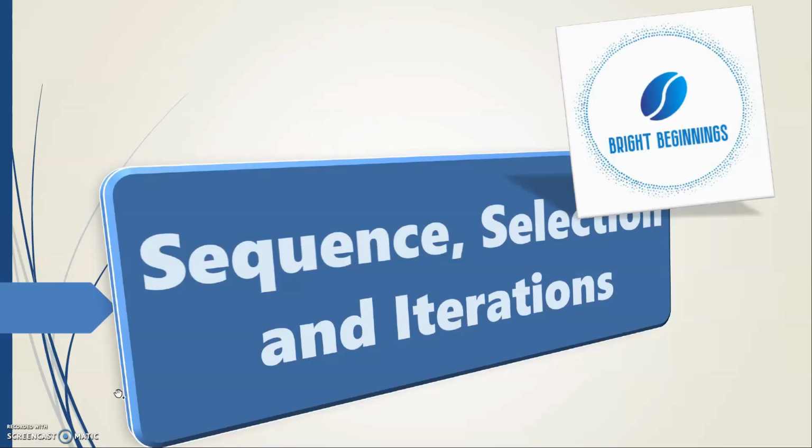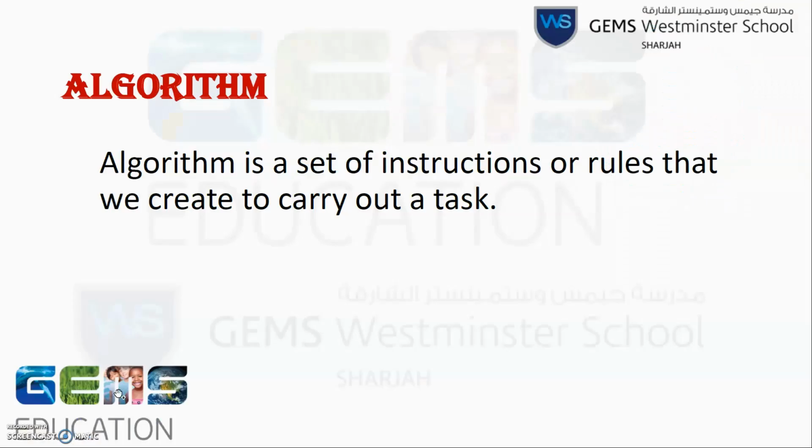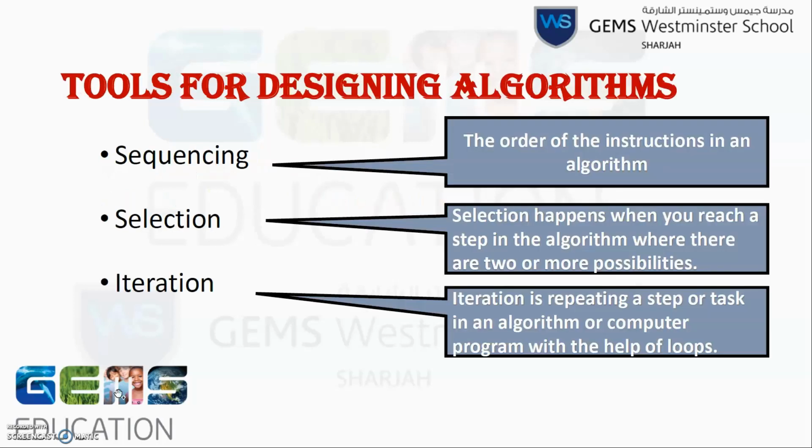Our topic will be algorithms, sequence, selection, and iterations. Okay, so first of all, we need to know what an algorithm is. An algorithm is a set of instructions or rules that we create to carry out a task. This means that if you're trying to find a solution for something, you will try to create, step by step, the answers to that solution. So this process is called an algorithm, the solution, the process.